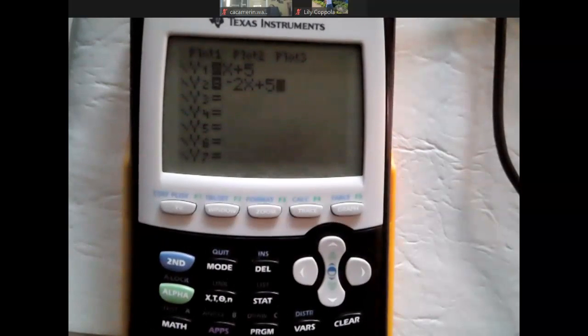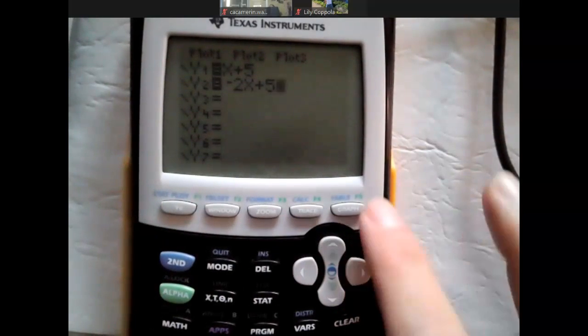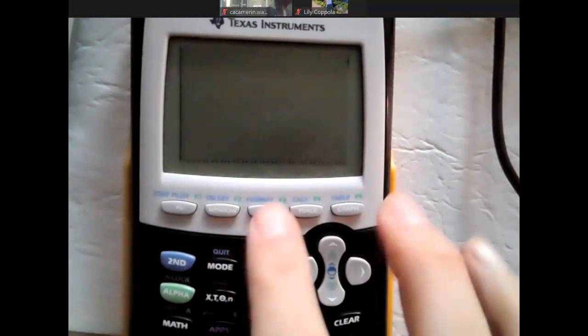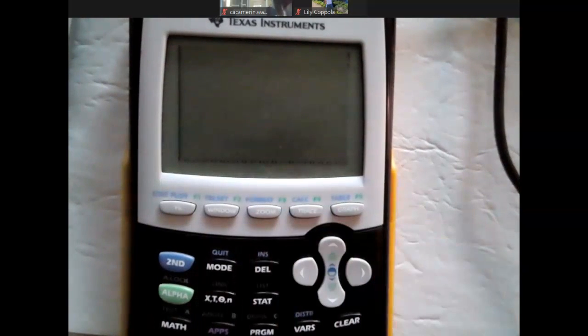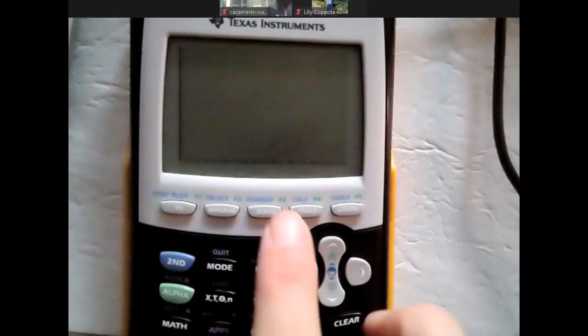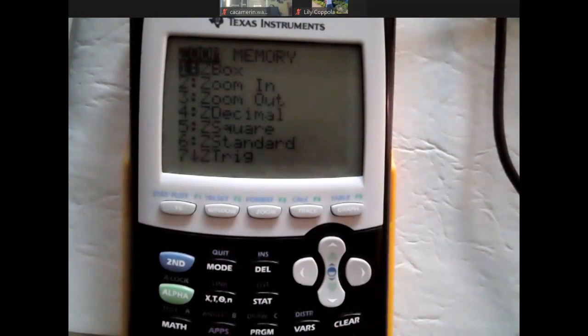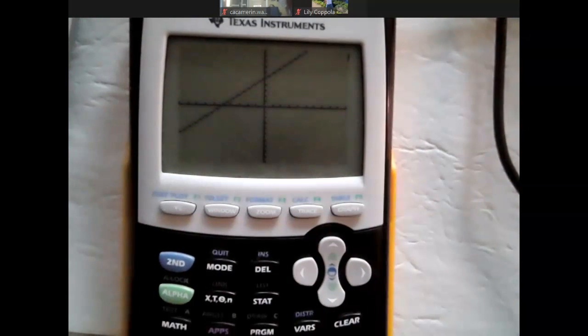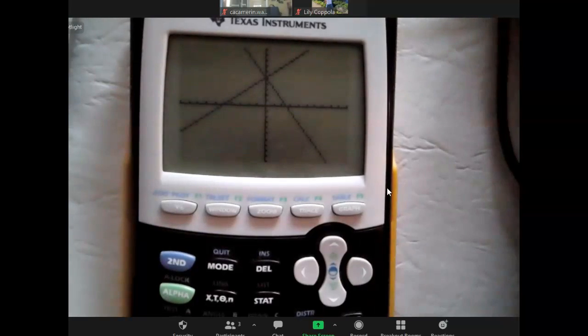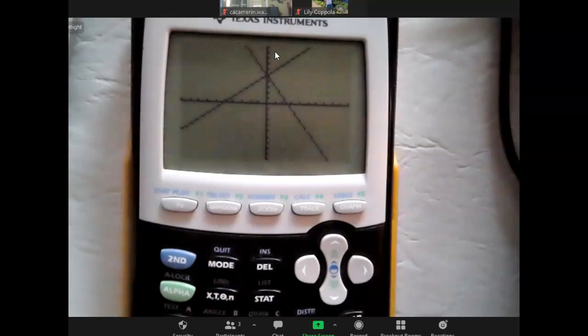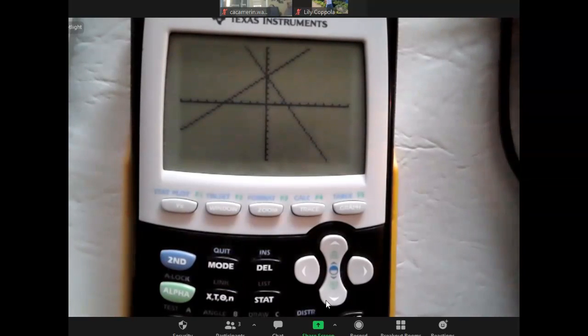And then I want you to graph those. If your graph is kind of funny or you don't see anything, always hit zoom 6. That takes you back to a graph that is negative 10 to 10 and negative 10 to 10 all the way around. When I look at this graph, I'm taking into account that they cross each other one time. I'm also taking into account this has a positive slope, this has a negative slope.